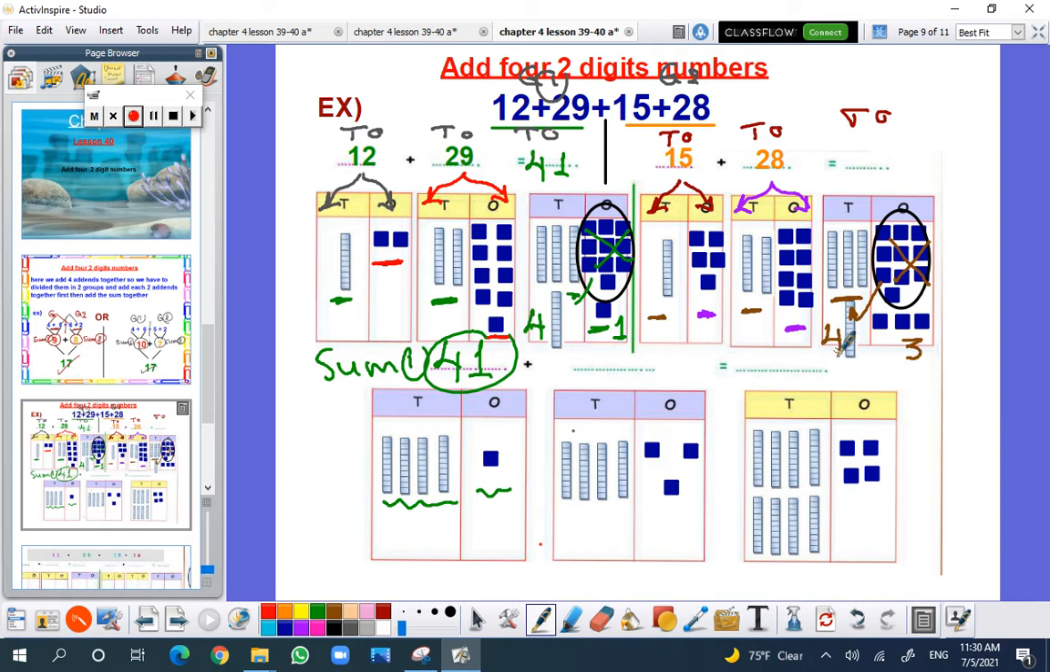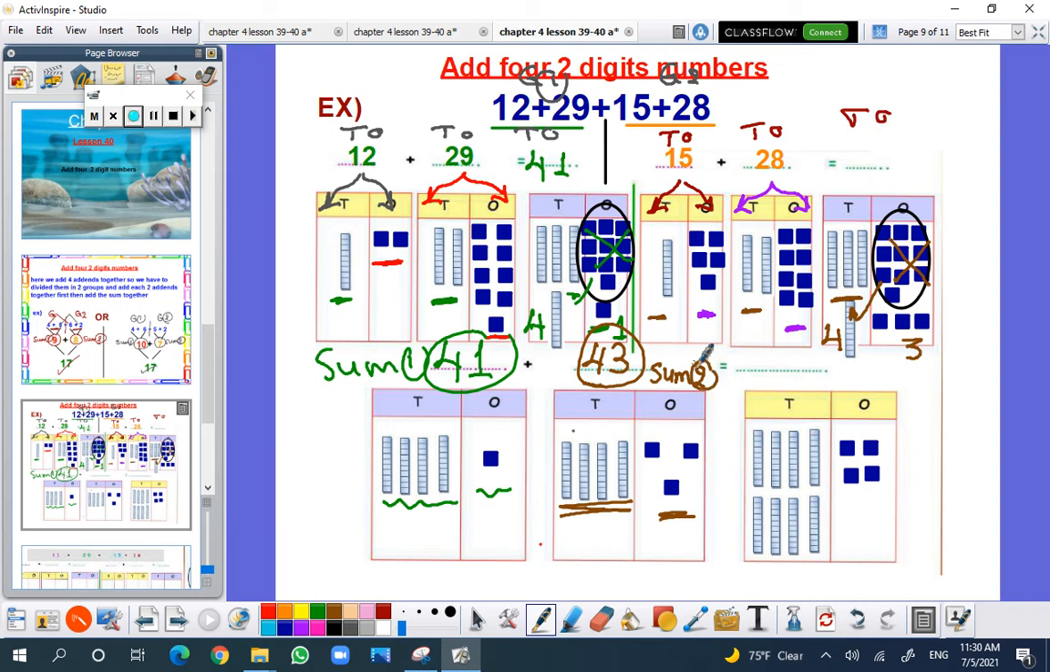Let's represent sum of group number 2 here. 4 on the tens, so I have 4. 3 on the ones, so I have 3. So sum of 2 is 43. This is sum of group number 2.